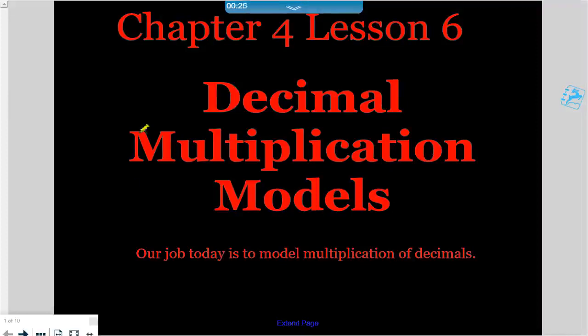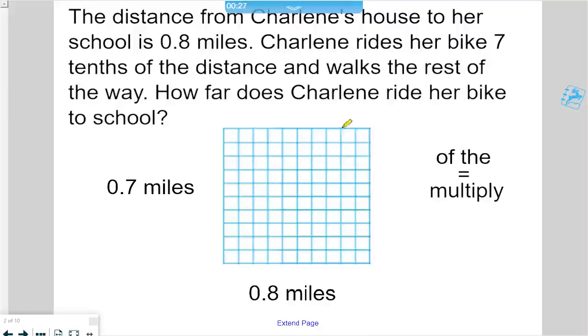So our first one today. The distance from Charlene's house to her school is 0 and 8/10 of a mile. If she rides her bike 7/10 of the distance and walks the rest of the way, how far does Charlene ride her bike to school?